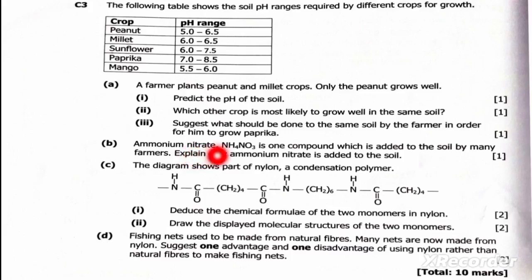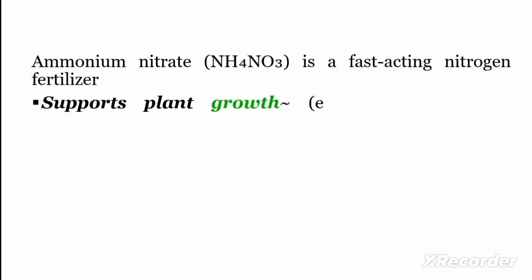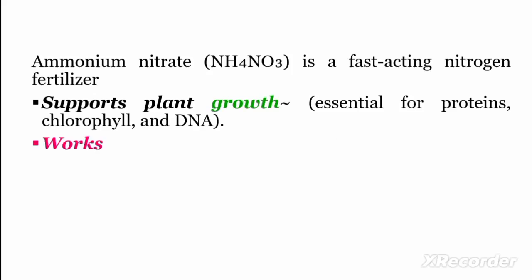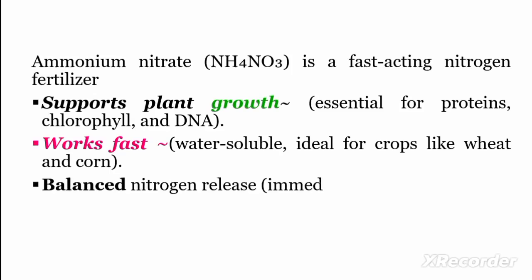Ammonium nitrate is one compound which is added to the soil by many farmers. Explain why ammonium nitrate is added to the soil. Ammonium nitrate is a fast-acting nitrogen fertilizer. Okay, number one, it supports plant growth, essential for proteins, chlorophyll, and DNA. It works fast, water soluble, ideal for crops like wheat and maize or corn. It helps to balance nitrogen.